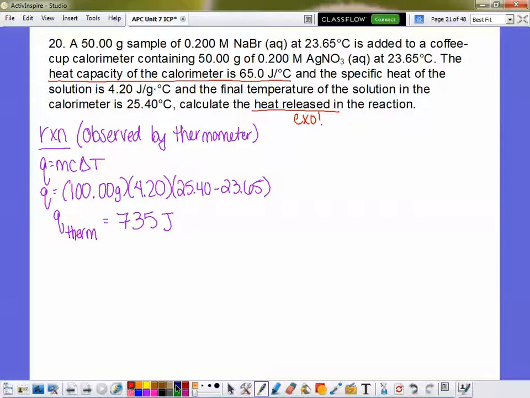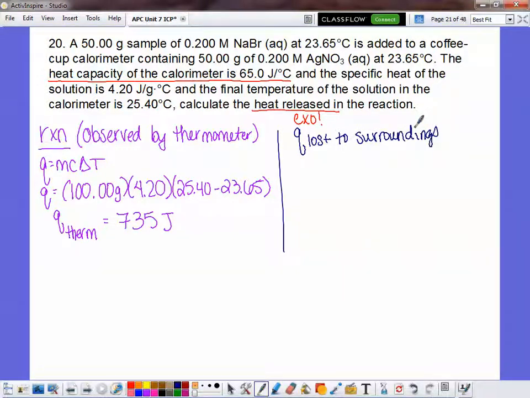Now, we also have to deal with the Q lost. Okay, we have to deal with the Q lost to the surroundings. And that is this formula, which is in your lab handout. Now, little c means specific heat capacity. Big C, which is why I wrote it really, really large, means heat capacity of the calorimeter, okay, which you're given in the problem, the 65.0 joules per degree Celsius.